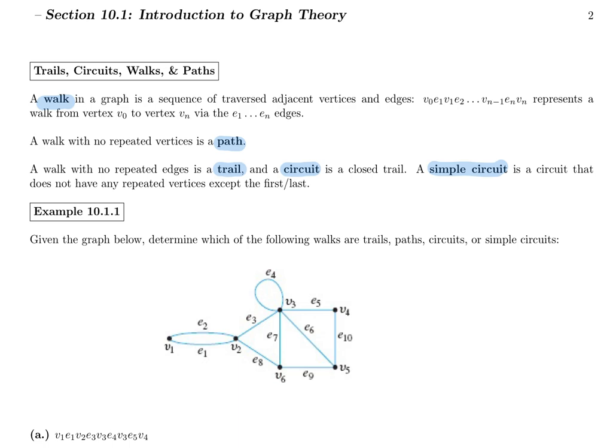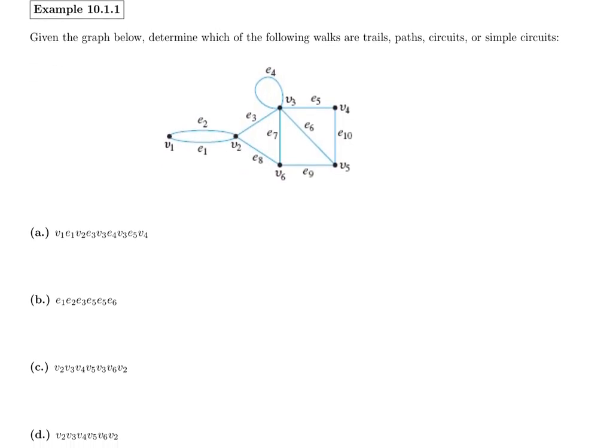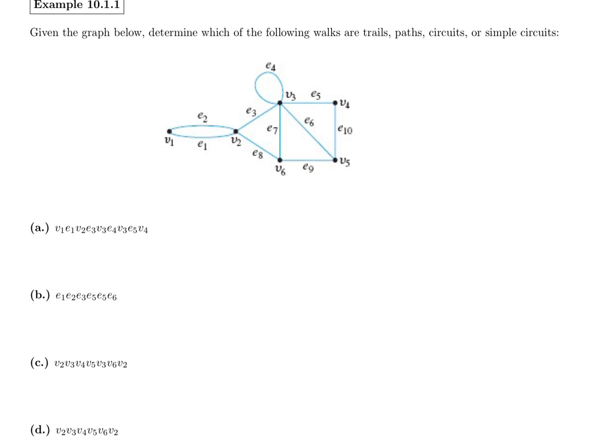So what does this look like in an example problem? Well, let's have a look at this graph here. It looks fairly complicated, but we're going to have a look at it. We're going to look at a few different walks and see which ones represent trails, paths, circuits, or simple circuits. So let's start with the first one. It says I'm going from V1 via E1 to V2. From V2, I'm going to V3 via E3. Then I'm using E4 to come back to V3, meaning I've just repeated V3. And then I'm using E5 to go to V4. So I went like this, circled around, and came across.